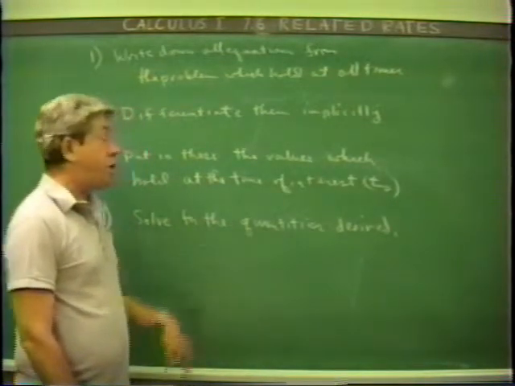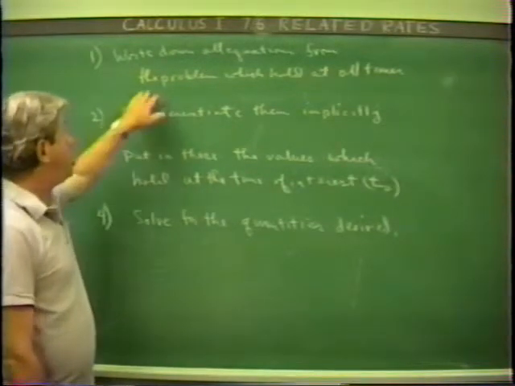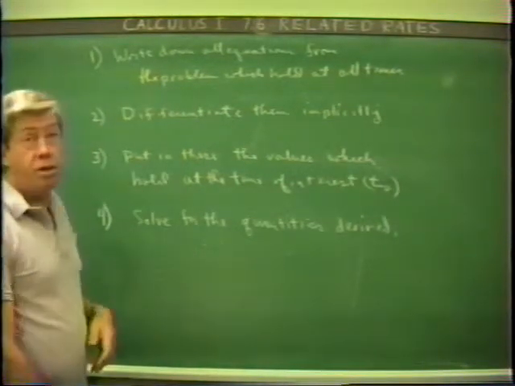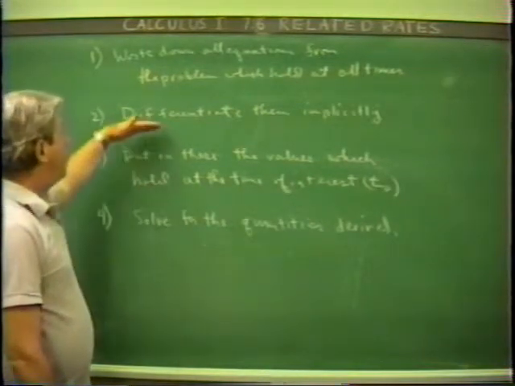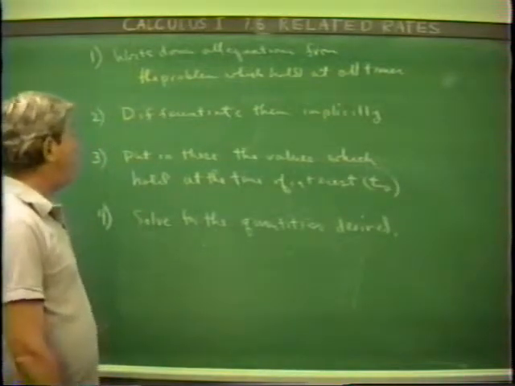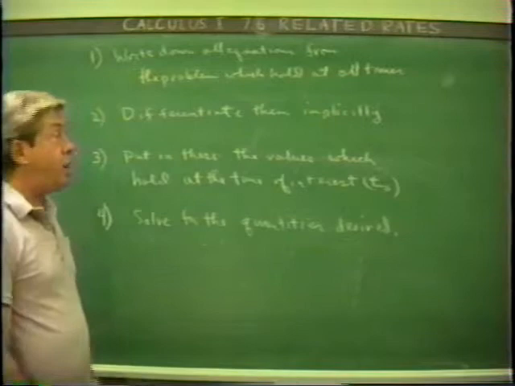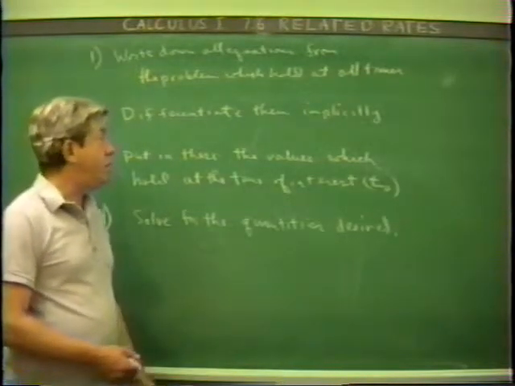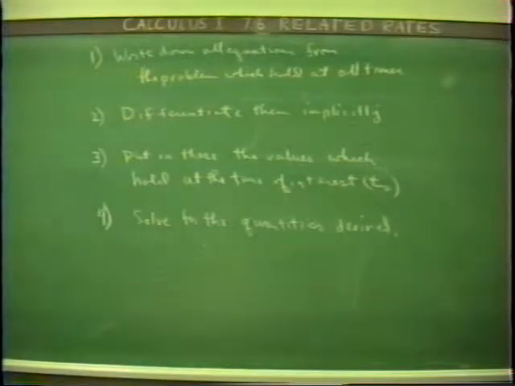Sometimes, however, you'll find that you don't have enough equations to solve for the quantities desired, in which case it's a good idea to go back to step one and make sure that you've written down all the equations which hold for the particular problem. Repeat the steps then: differentiate them implicitly, put in the values which hold only at the time of interest, and solve for the quantities desired. This will become apparent as to what's meant by this when we look at several examples.